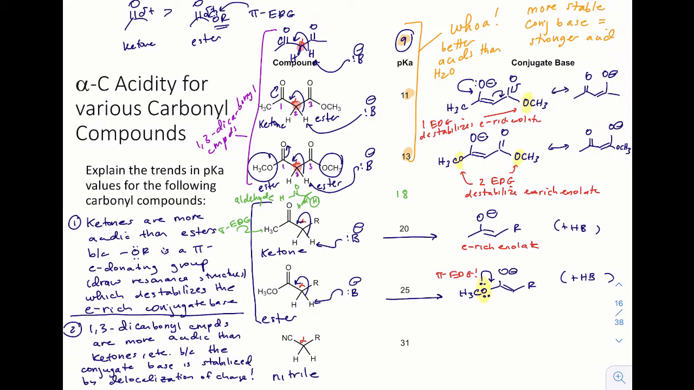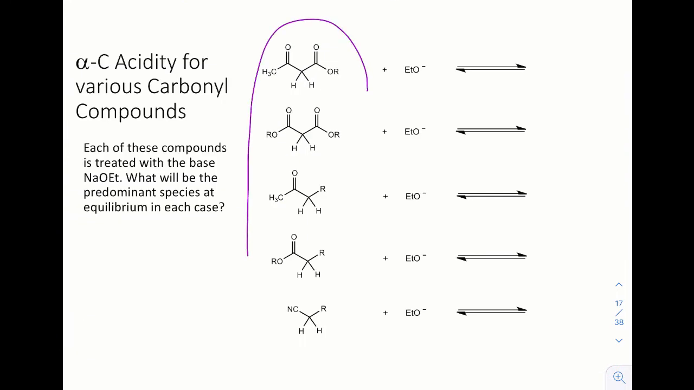Keeping in mind these pKa values, imagine that a model of each of these functional groups is treated with ethoxide. Draw out the conjugate base and predict which side of equilibrium will be favored. In other words, will the equilibrium constant be greater than 1 or less than 1? You try.